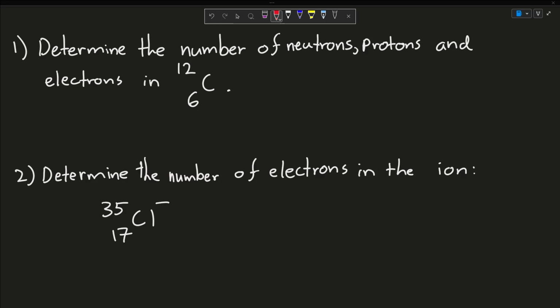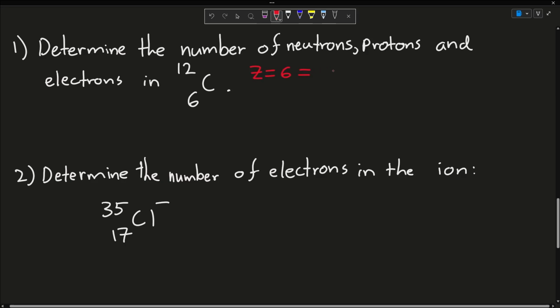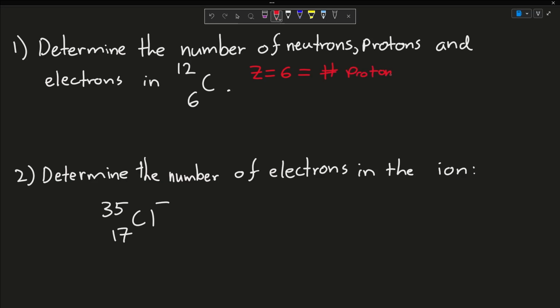So our first question is: determine the number of neutrons, protons, and electrons in carbon with an atomic number of 6 and a mass number of 12. So we know that Z, which is the atomic number, is equal to 6, which is also equal to the number of protons by definition. Now, our mass number, A, is equal to 12, which is equal to, by definition, the number of protons plus the number of neutrons.